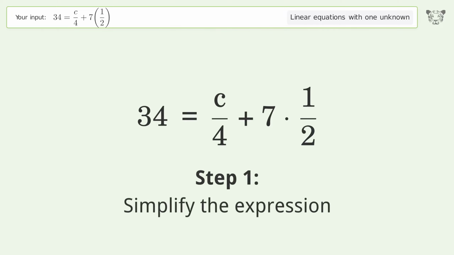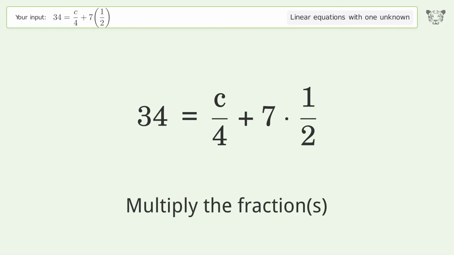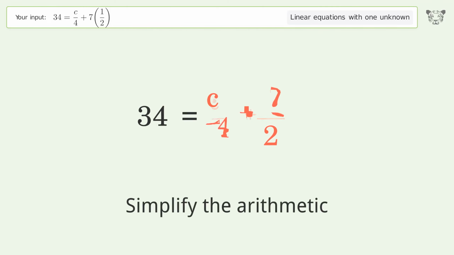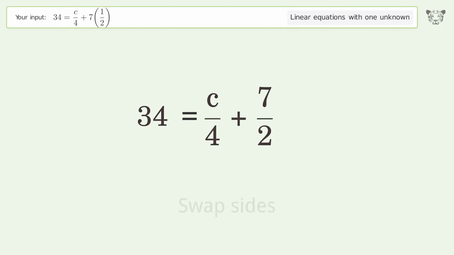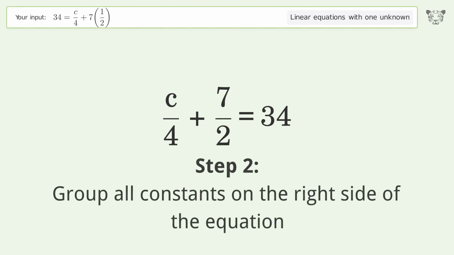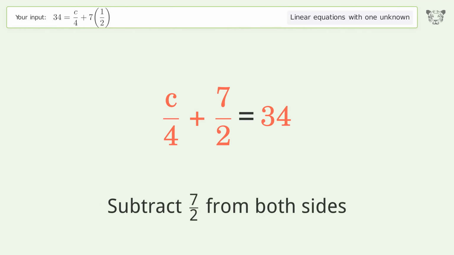Simplify the expression. Multiply the fractions. Simplify the arithmetic. Swap sides. Group all constants on the right side of the equation. Subtract 7/2 from both sides.